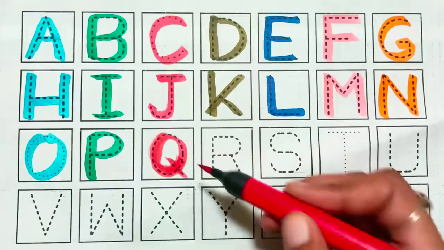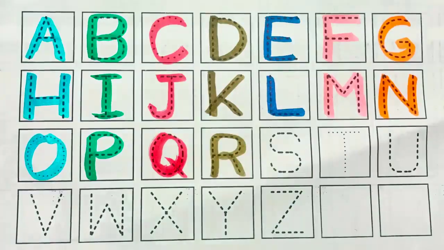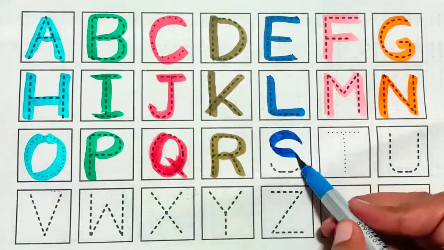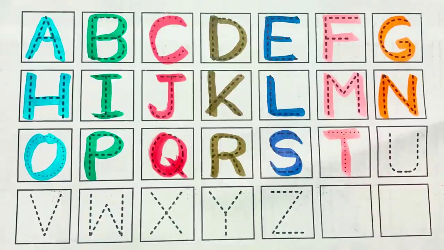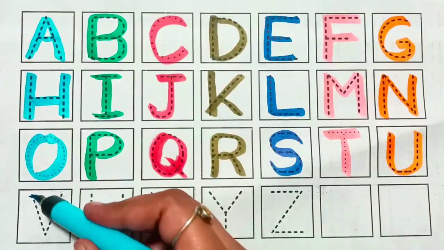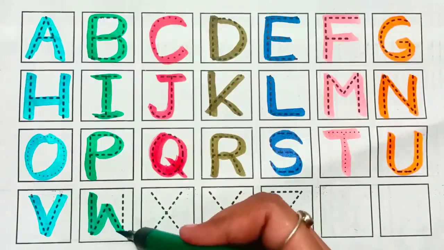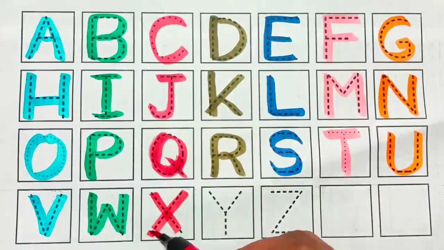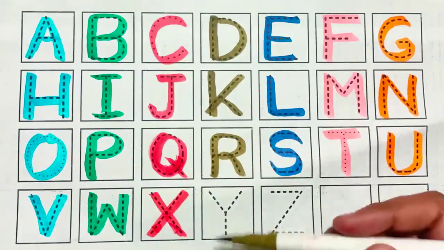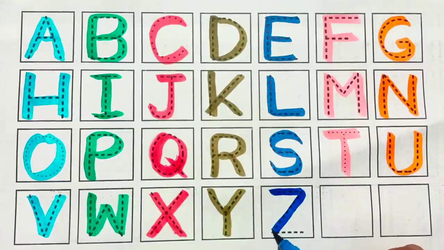queen. R for rose. S for snake. T for tiger. U for umbrella. V for van. W for watch. X for xylophone. Y for yak. Z for zebra.